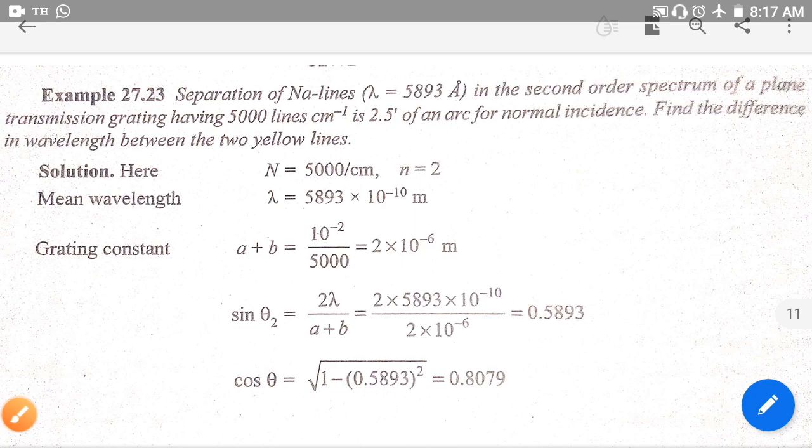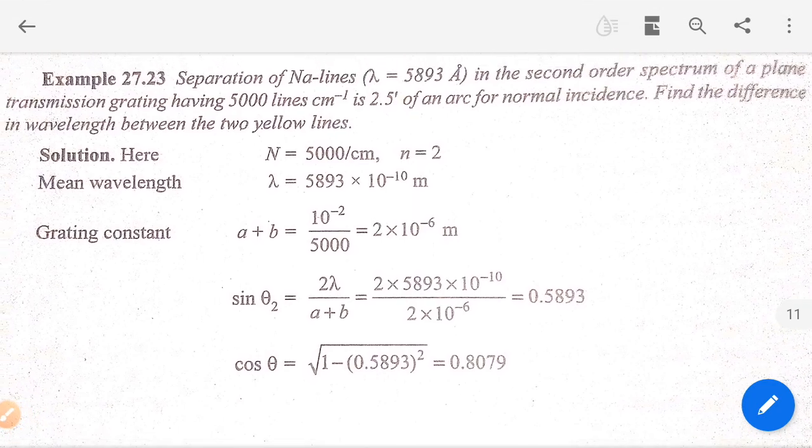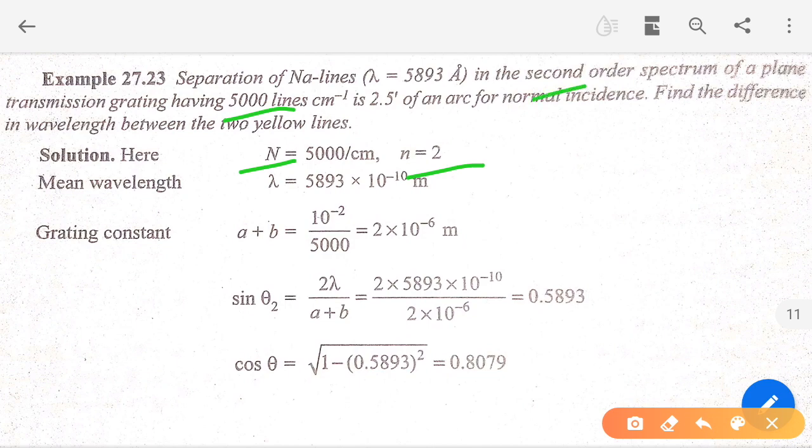Let's see the examples. The separation of sodium light, lambda given as 5893 angstrom, in the second order spectrum of a plane transmitting grating having 5000 lines per centimeter is 2.5 minutes of arc at normal incidence. Find the difference in wavelength between the two yellow lines. So given is 5000 lines per centimeter, and for the second order, n is equal to 2, and lambda is given as 5893.